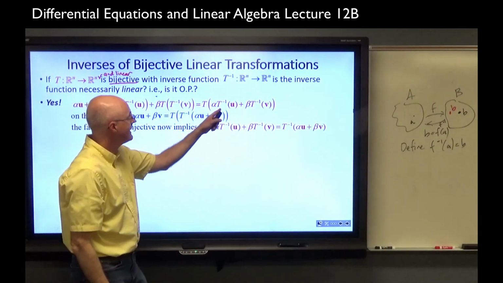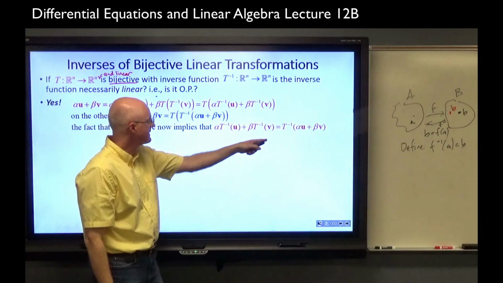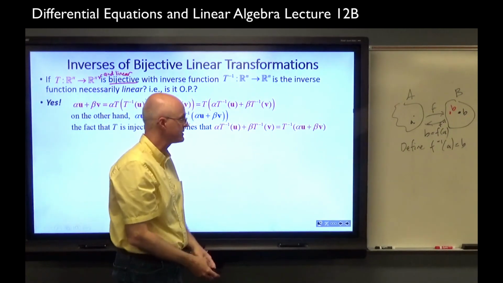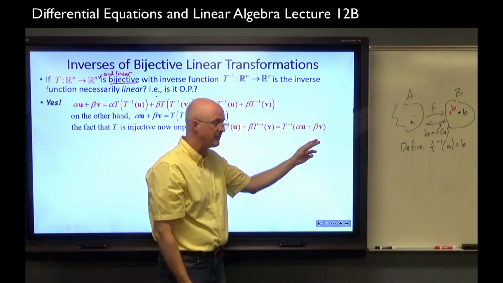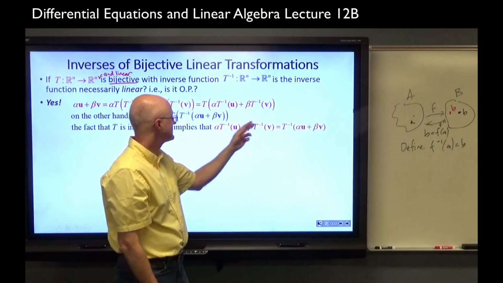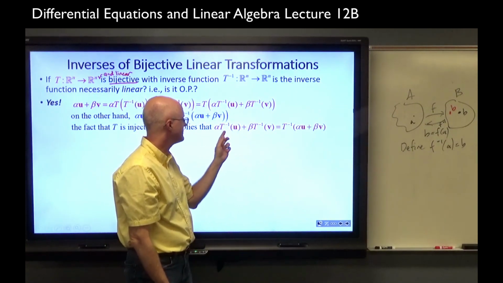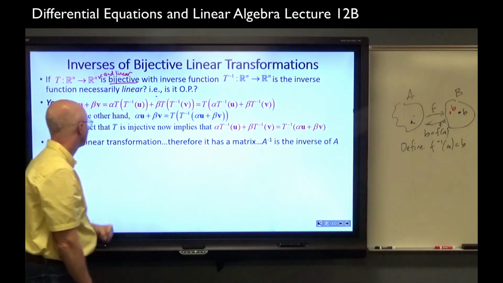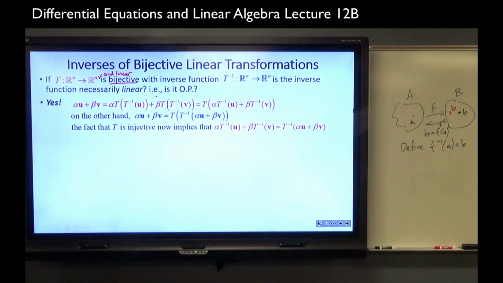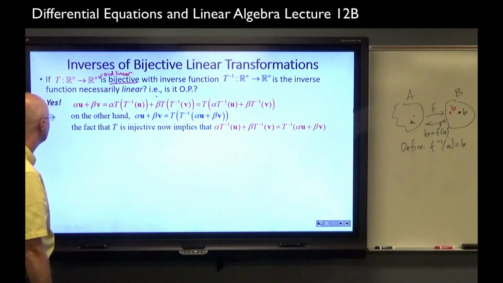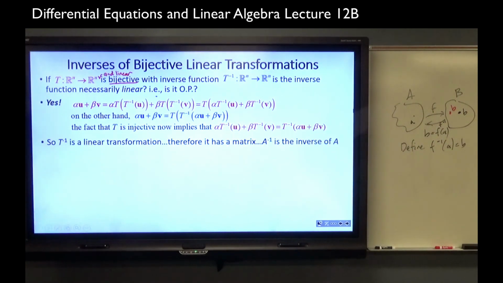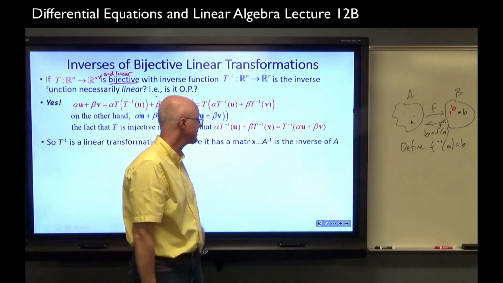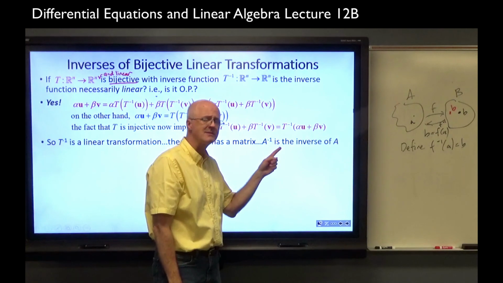The inputs here and here must be equal, which is exactly what I'm saying here. And that means T inverse is operation preserving. T inverse of this linear combination is the corresponding linear combination of T inverse of u and v themselves. So T inverse is linear. So it's got a matrix. If the matrix of T is called A, probably we should call the matrix of T inverse A inverse.